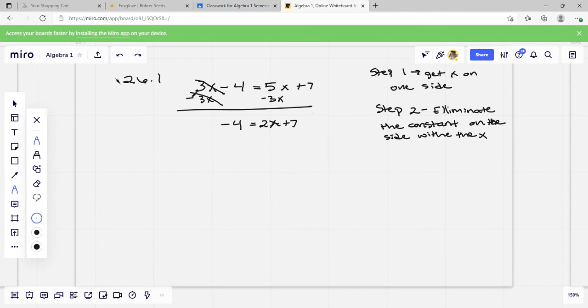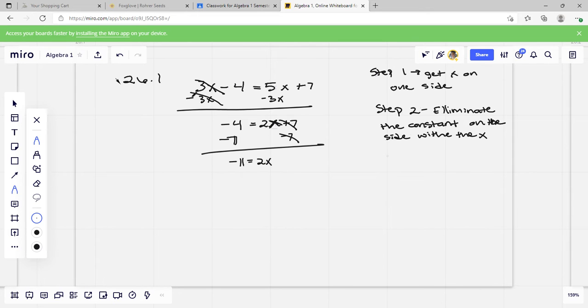So we have to get rid of it on the side with the x. That means we have to get rid of this plus 7. So we do the opposite of that, which is minus 7. These are going to cancel out, and that would be negative 11 equals 2x.